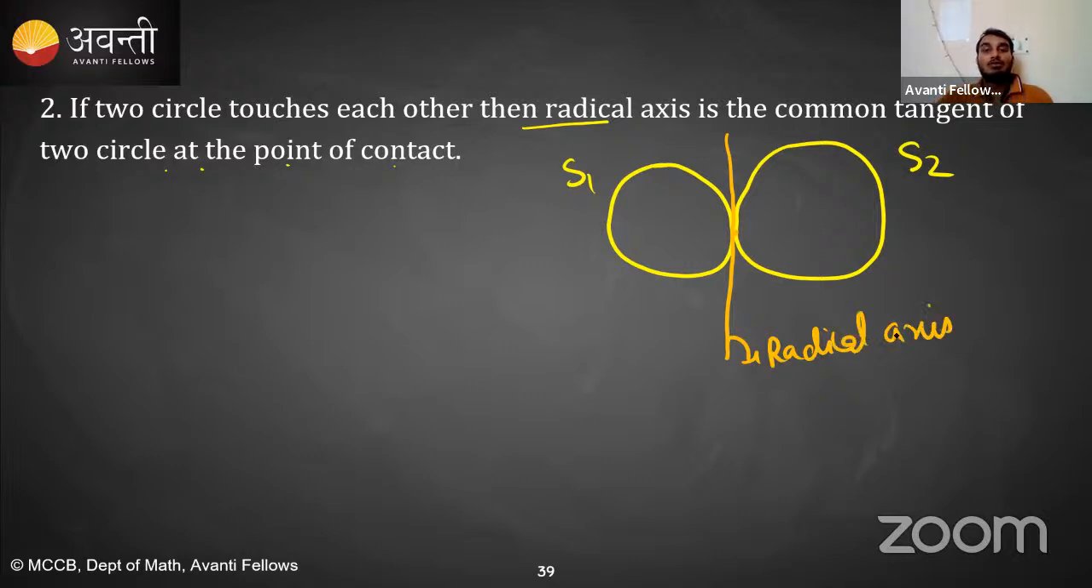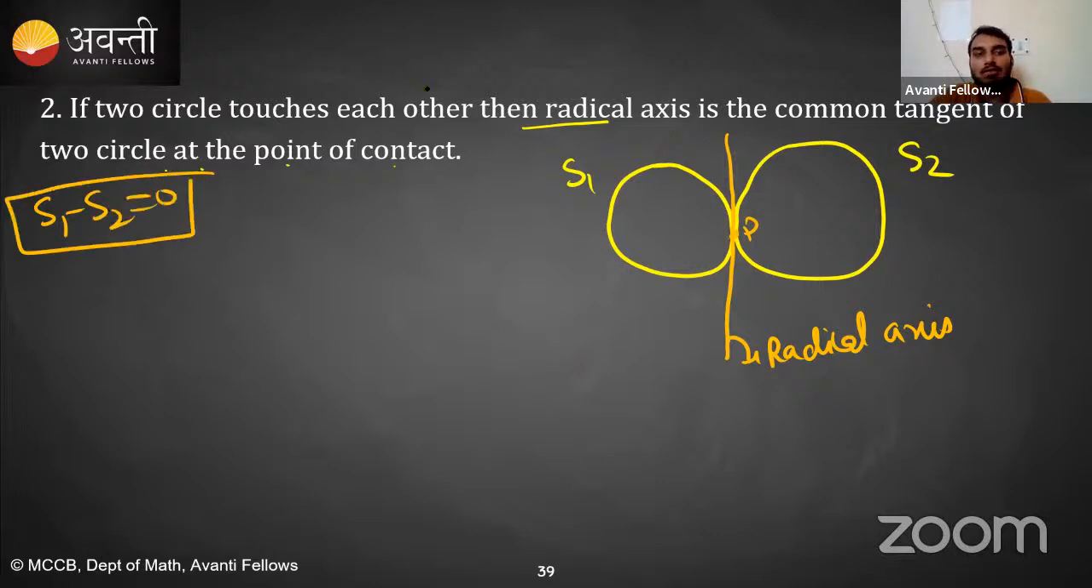Okay. So if somebody asks you to find the equation of the tangent where the two circles are touching each other, simply, if two circles touch each other at, let's say, this point P, then the common tangent at this point P will also be the radical axis between the two circles. Then this common tangent can be given as S1 minus S2 is equal to 0. Directly you can find the equation of the common tangent. Clear? Common tangent at the point of contact only.